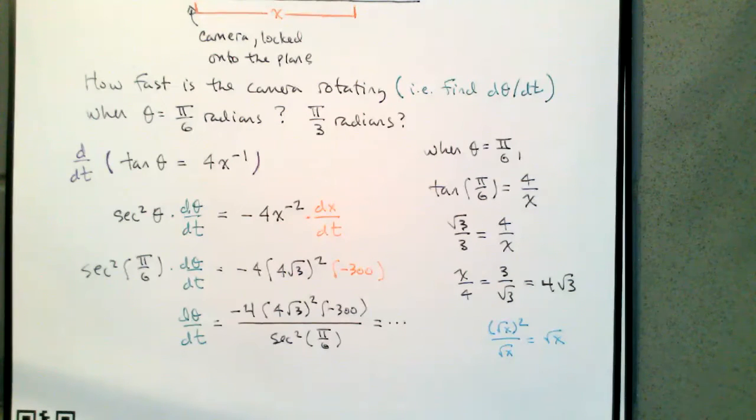So we might have to remember what secant squared of pi over 6 is. Secant is one over cosine. Cosine of 30 is root 3 over 2, so secant is going to be 2 over root 3. So we're going to have to sort out what that number is.